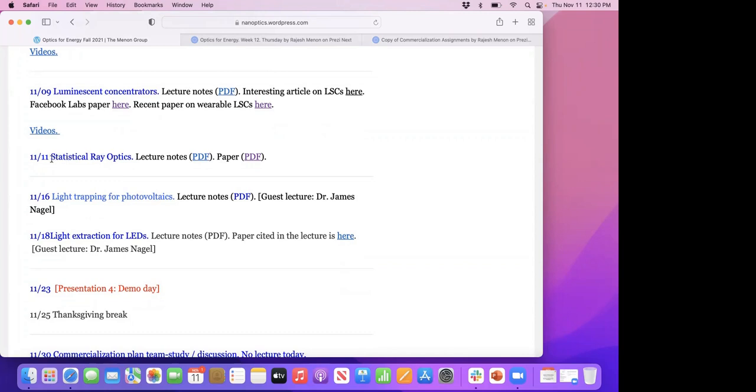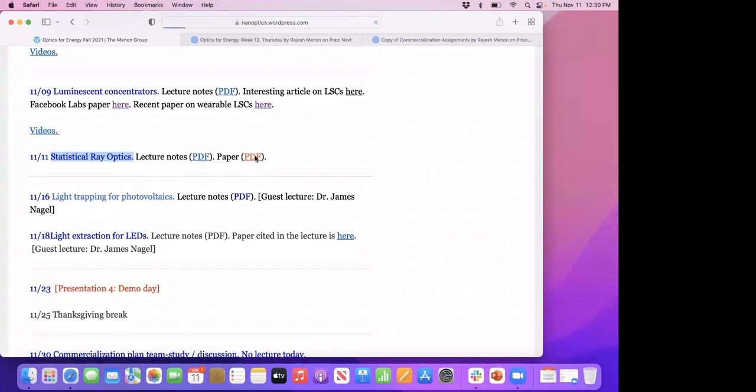Statistical ray optics is an approach to do analysis of very complex geometrical optics. So applying geometrical optics to very complex geometries like light trapping. And this is very important for solar cells. So I'll go over what that means shortly.